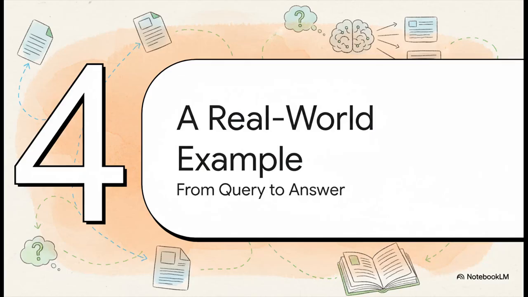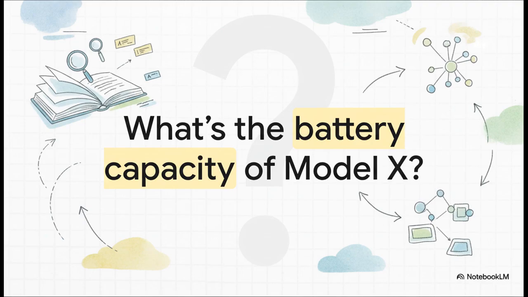Phew, okay, enough theory. Let's walk through a super simple, real-world example to see how all these pieces click together. This is where the light bulb really goes on. So imagine a user asks a very specific question like this. A normal chatbot would probably just give up and say, sorry, I don't have real-time product specs.